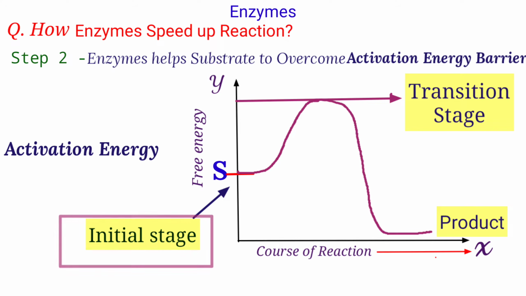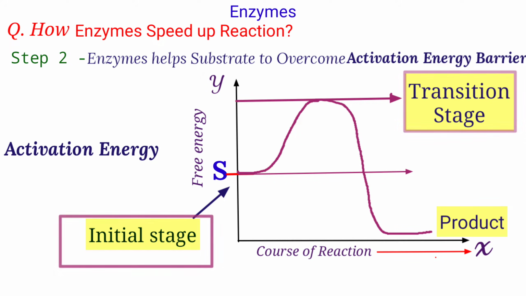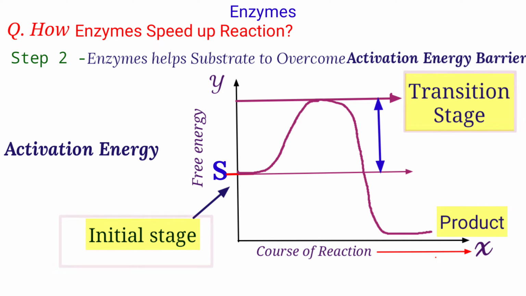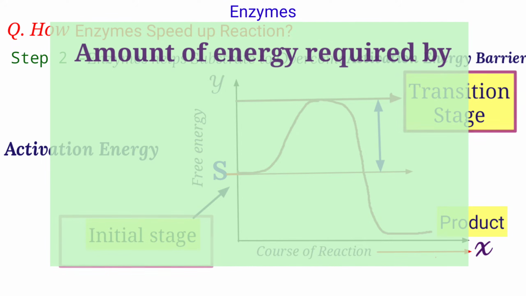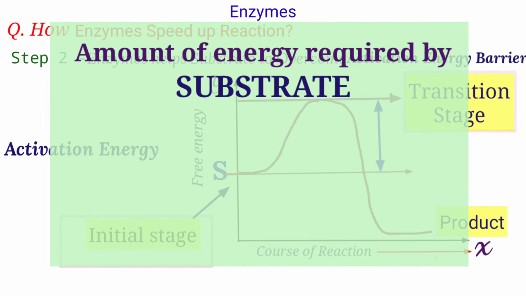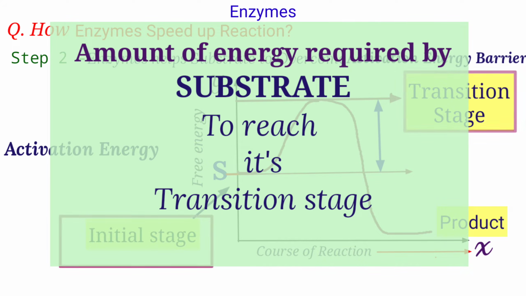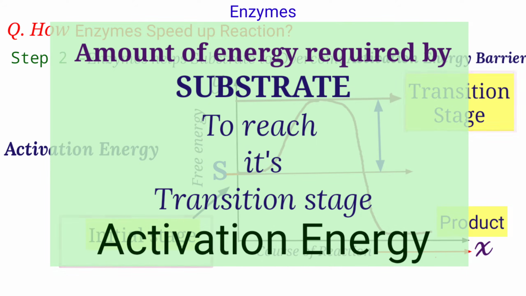So for the substrate at its initial stage and the substrate at its transition stage, there is an energy difference between these two stages, which is clearly visible here. The amount of energy required by the substrate to reach its own transition stage is known as activation energy.